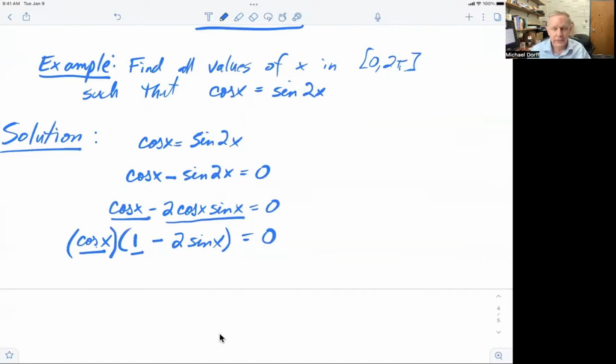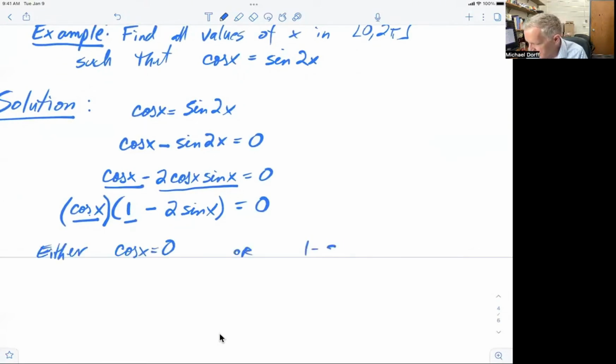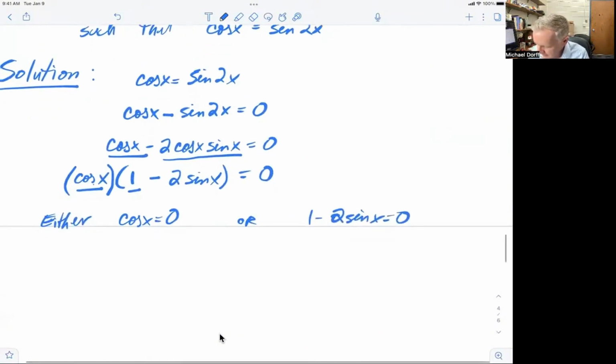And now what's nice about this is I have two terms, or expressions, that multiply together to equal 0. So if I have two numbers that multiply to equal 0, what do I know? Well, I know that at least one of them has to be 0, right? Think about it. Can you multiply two numbers together to get 0? The only way you can do that is if at least one of those numbers is 0. So this means either cosine x equals 0 or 1 minus 2 sine x equals 0. So let's look at the first case.